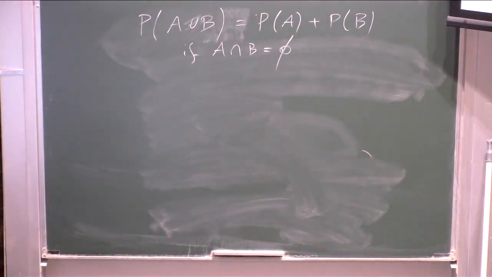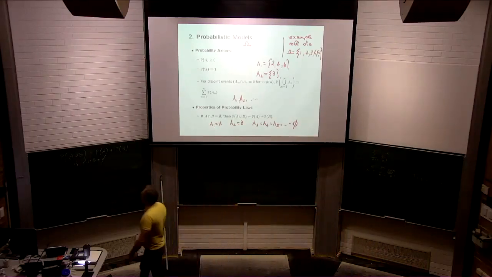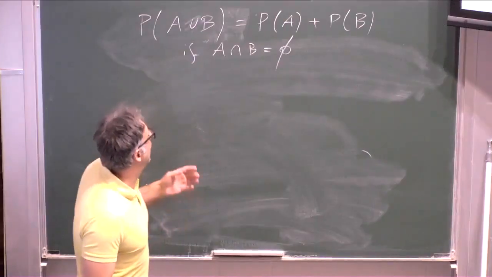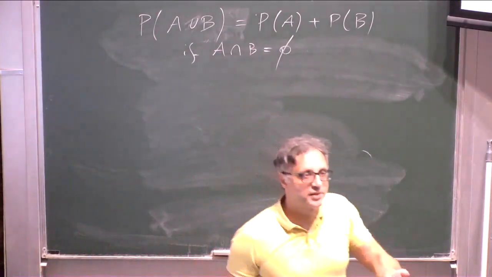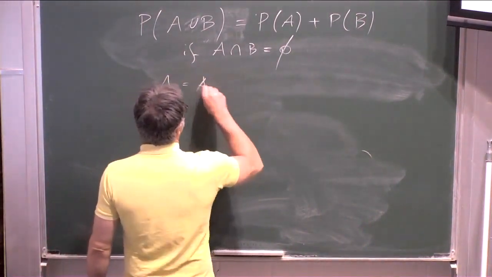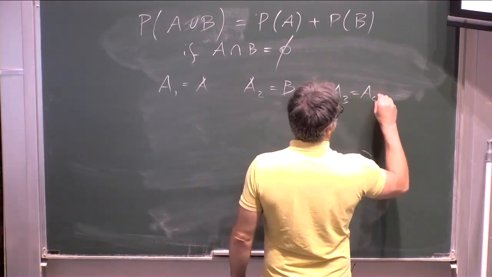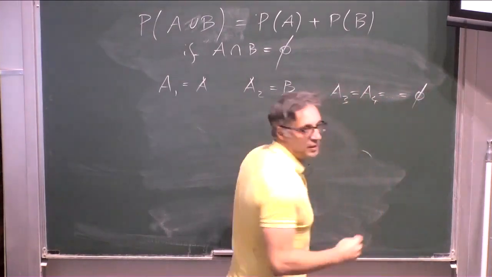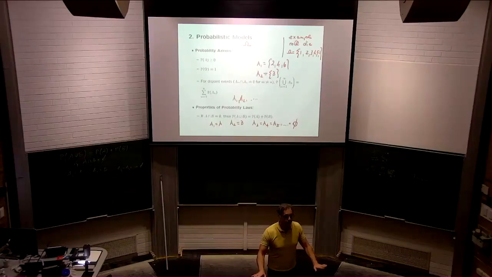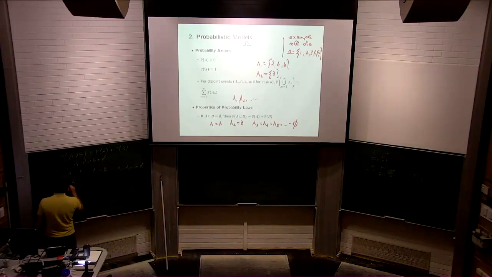The third axiom tells me that if I have a countable sequence, so infinitely many events, sets, such that they are pairwise disjoint, you can read it there, then the probability of the union is the sum of the probabilities, okay? So what we did was to choose A1 equal to A, A2 equal to B, A3 equal to A4 equal to the empty set. Anything after 3 is equal to the empty set. Okay? That is our strategy.